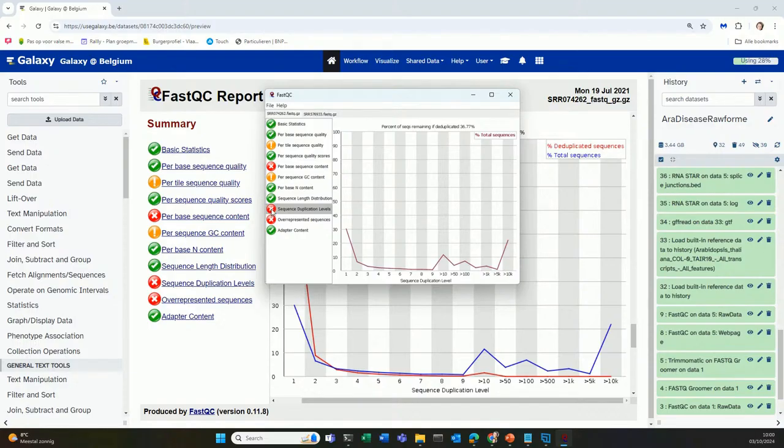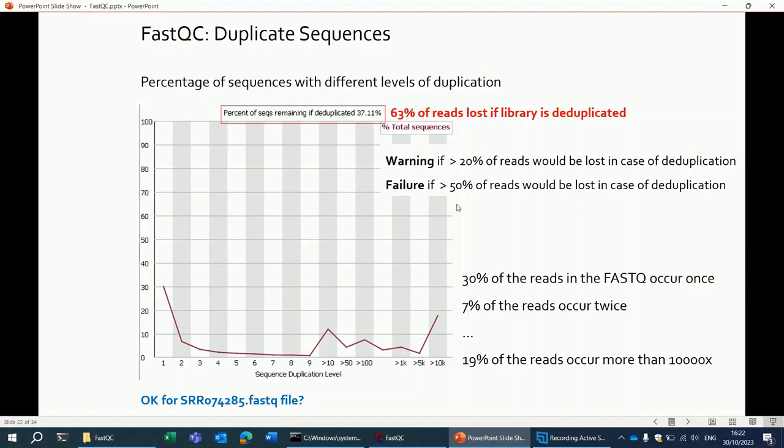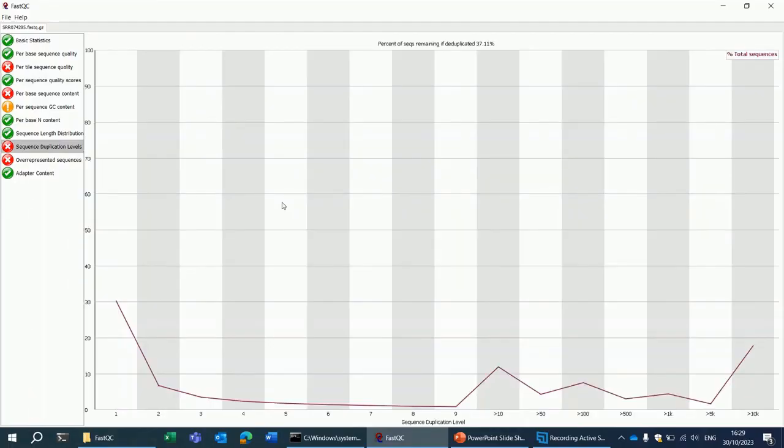And you can see here that it's not happy with this plot. It's a red cross. And here on the slide, you can see the rules that FASTQC applies for calling a warning and for calling a failure for this plot. The rules that FASTQC uses to call a warning or a failure in this plot are related to the number that you see here on top of the plot. So the percentage of reads that remain after you remove all the duplicate copies. So in this FASTQ file, 37% of the reads would remain after you remove the duplicate copies.